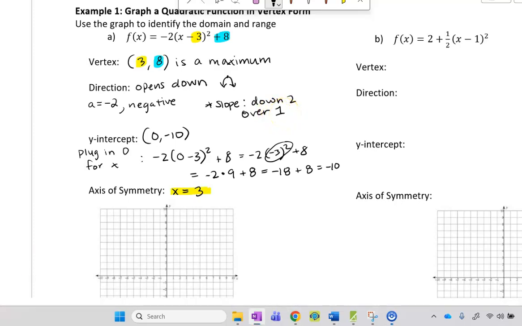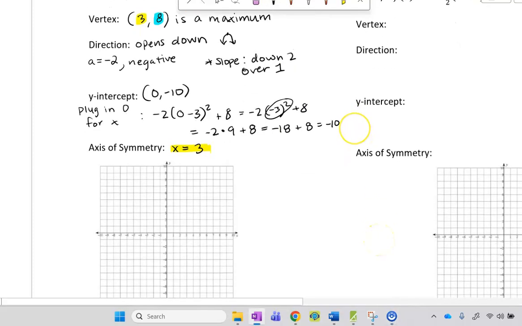So now we have all the information needed to graph this thing. So let's start plotting whatever we can, starting with our vertex at (3, 8) and labeling vertex. We already expect this to open down. We have a picture of it. We know because a is negative.